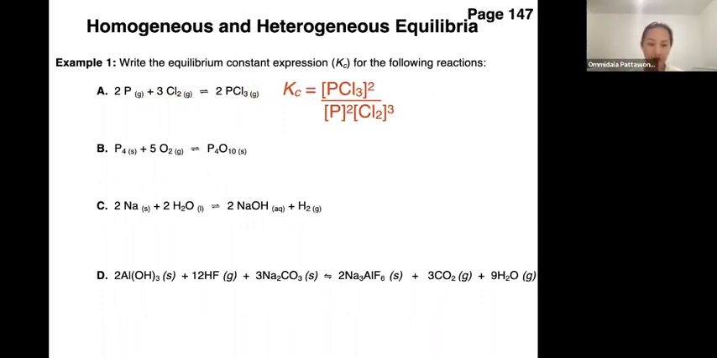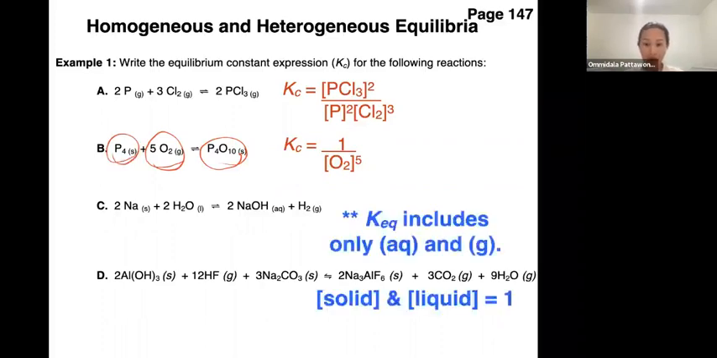Now the second one is not homogeneous anymore. This is an example of heterogeneous equilibrium, when you deal with more than one phase of matter. So you have solid and gas. When you have solid and gas, or other physical states involved, you are going to include only the gas. You treat the solid as one. In this case, because the solid is the product, I'm going to use one, and then divide it by the reactant that is gas. So we are still including oxygen gas, raised to the fifth. And the phosphorus solid we will not include.